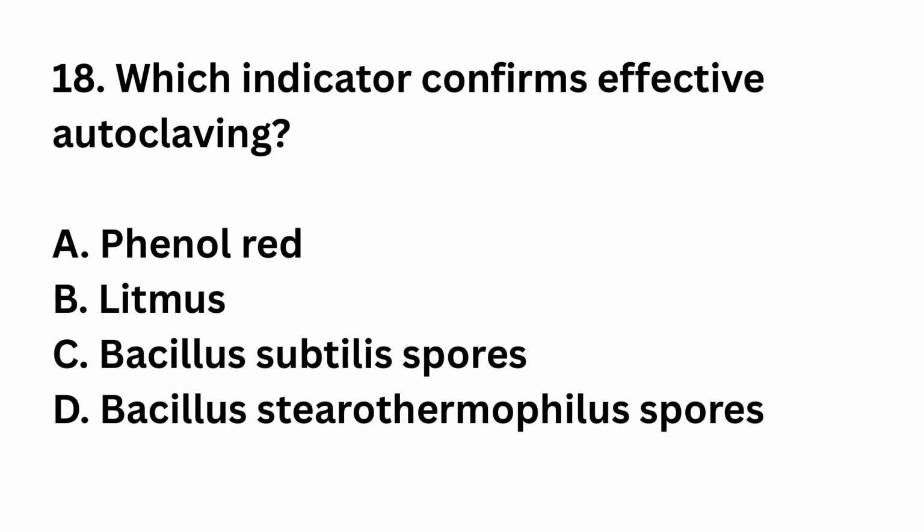Question number 18. Which indicator confirms effective autoclaving? Phenol red, litmus, Bacillus subtilis spores, Bacillus stereothermophilus spores. The right answer is option D, Bacillus stereothermophilus spores. These spores are highly heat resistant and used as biological indicators.